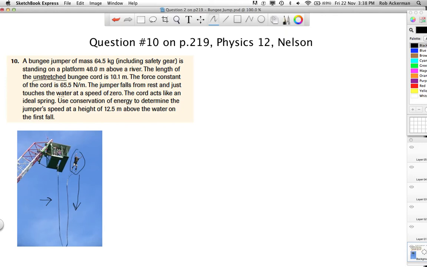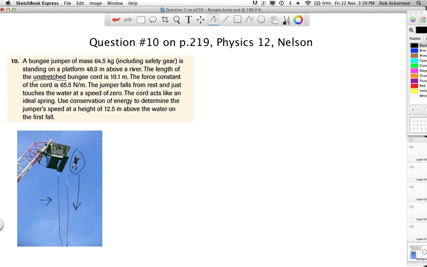The jumper falls from rest, and it says just touches the water with a speed of 0. The cord acts like an ideal spring. Use conservation of energy to determine the jumper's speed at a height of 12.5 meters above the water on the first fall. So there's a lot going on in this question.